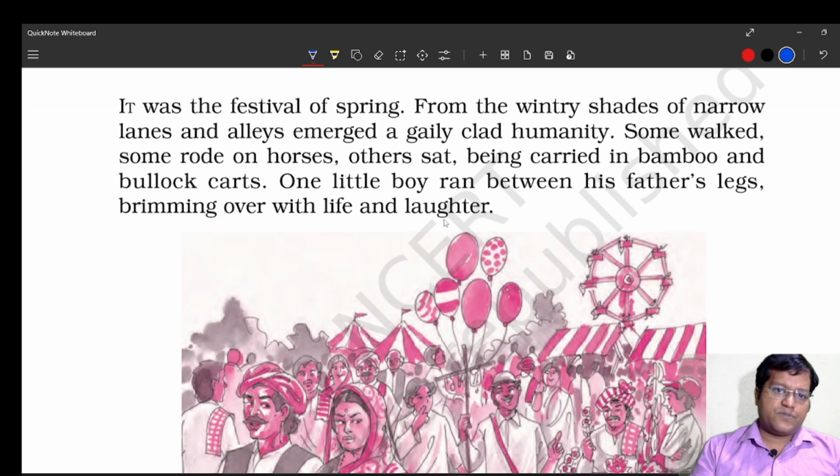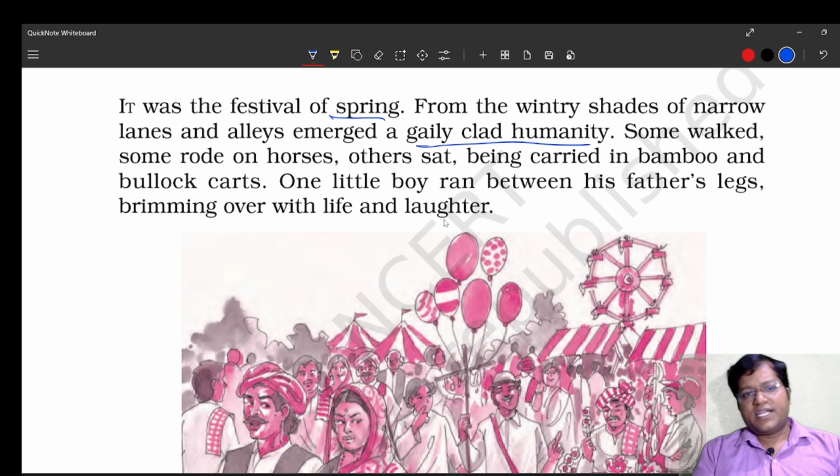It was a festival of spring. So here we come to know that there is a festival during the spring season. From the wintry shades of narrow lanes and alleys emerged a gaily clad humanity. Narrow means the opposite of broad. Humanity means population, people. They were very happy. They were going to enjoy the fair, full of excitement.